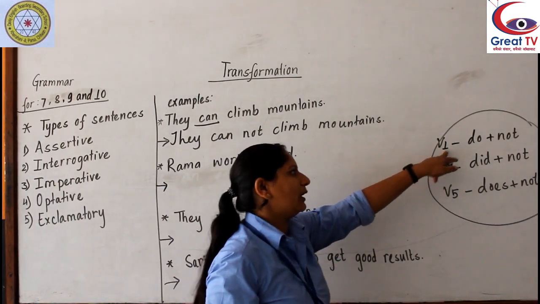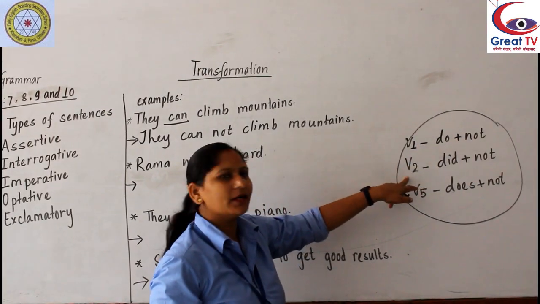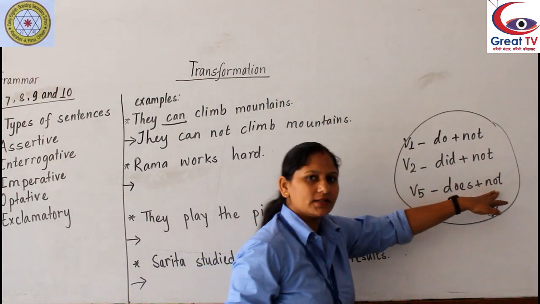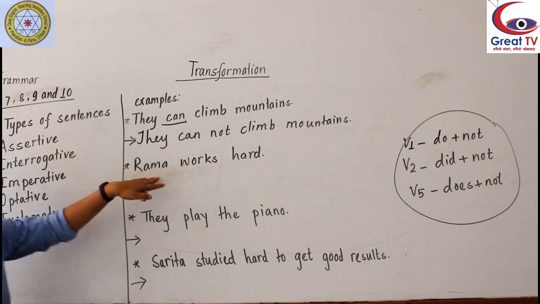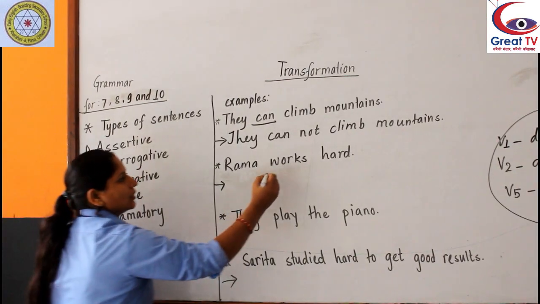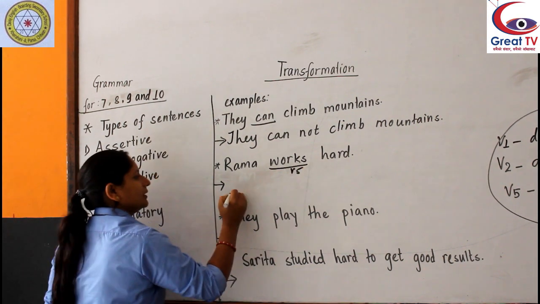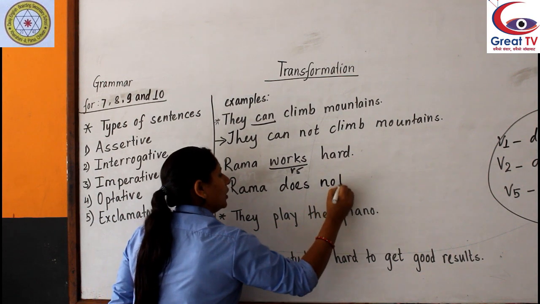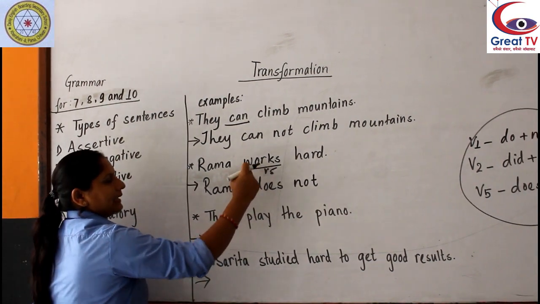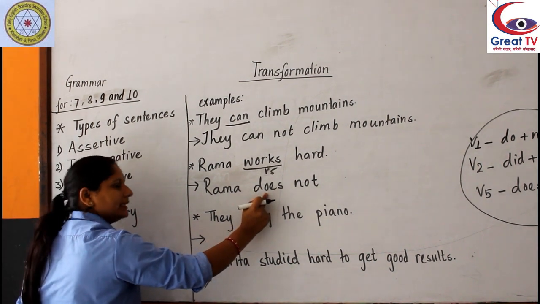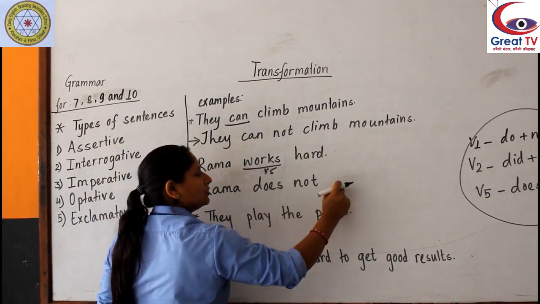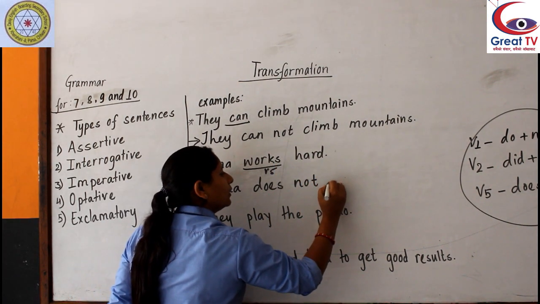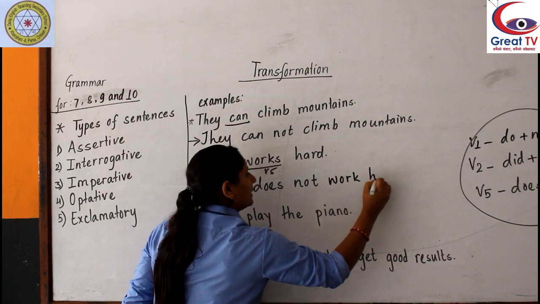If the main verb is V1, do plus not. If the main verb is V2, did plus not. And if it is V5, does plus not. Now come, Rama works hard. Since works here is V5, Rama does not. Now this V5 is already here, and works changes into work. Verb 5 changes into verb 1. Does not plus verb 1: Rama does not work hard.